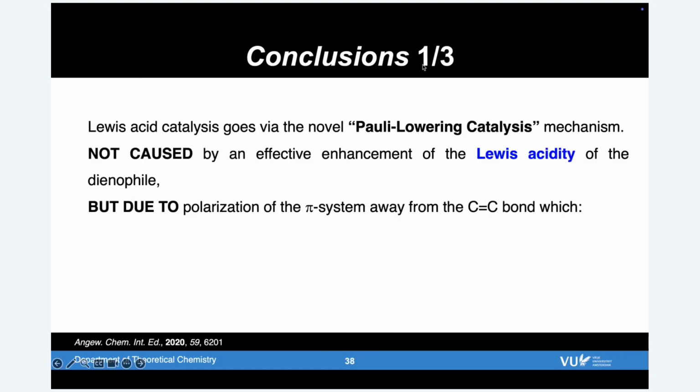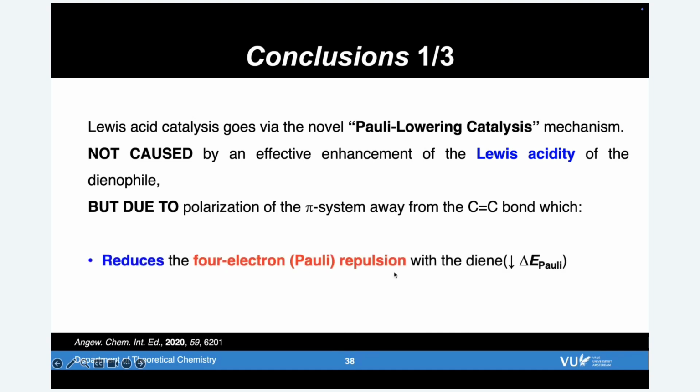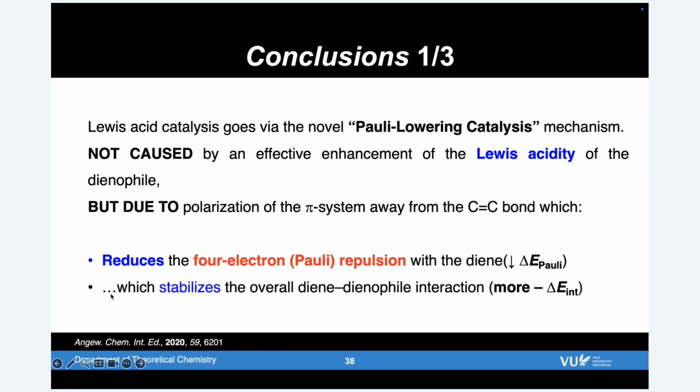So the first conclusion would be that Lewis acid catalysis goes with a novel Pauli-lowering catalysis mechanism. It's not caused by an effective enhancement of the Lewis acidity of the dienophile, but instead due to polarization of the pi system away from the carbon-carbon bond, which reduces the 4-electron Pauli repulsion with the diene. We saw that leads to a less destabilizing Pauli repulsion. And that effectively stabilizes the overall diene-dienophile interaction. So you have a more stabilizing interaction. And that ultimately is the cause of the lower activation barrier, our lower delta E.